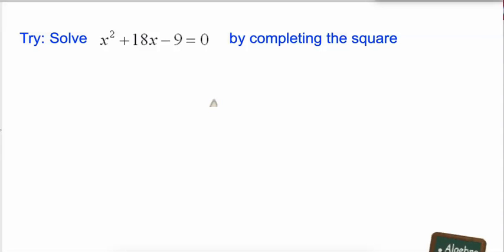So here's one for you to try. If you feel comfortable trying this problem, that's great. If you don't feel comfortable, I'm going to work it out, and you can follow along. First thing I'm going to do is rewrite the equation, leaving room to complete the square, and adding 9 to both sides.